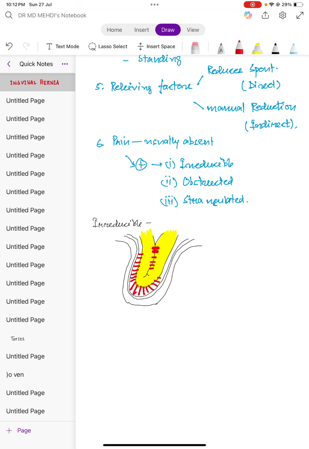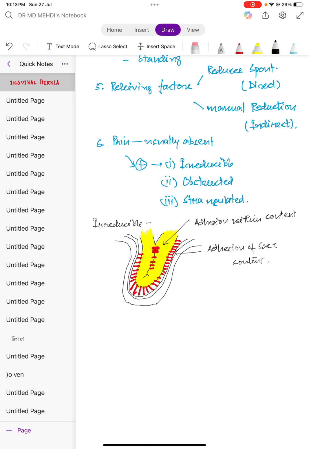If there is adhesion between the sac and the content, and also adhesion within the content. So this is adhesion within the contents of the sac, and also adhesion of sac with the content.